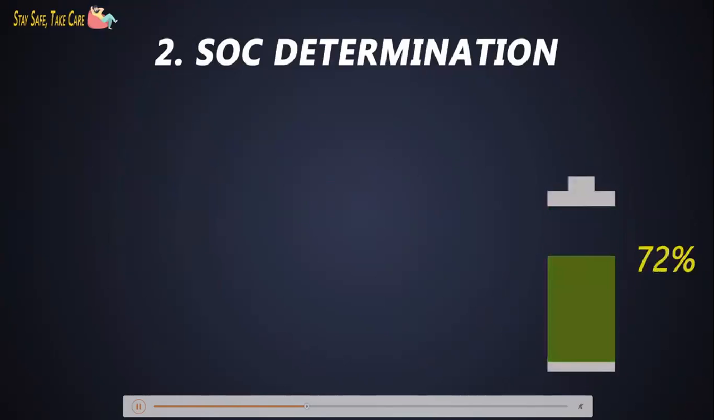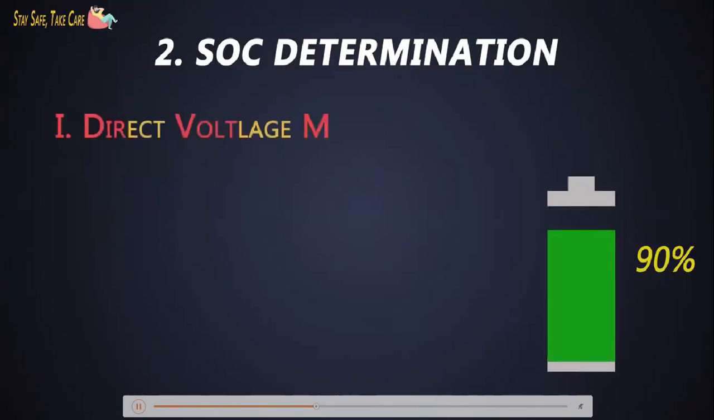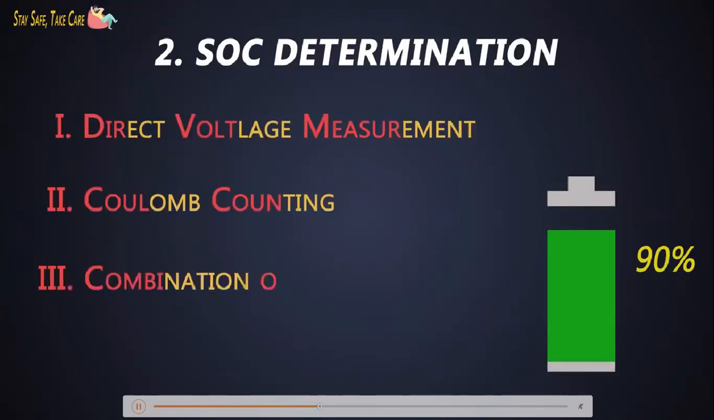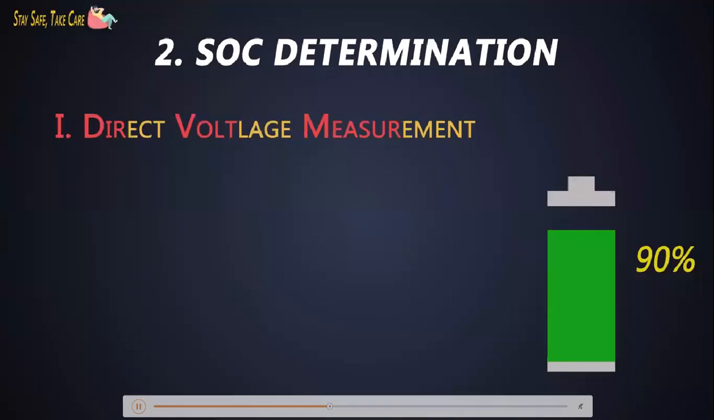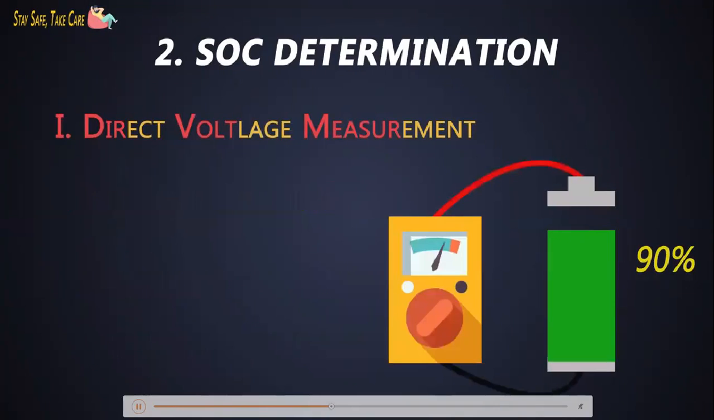With this, the user can know the current capacity of the battery. There are several methods to determine the SOC. The SOC can be determined through two ways, the direct voltage measurement and Coulomb counting, and the third way is the combination of Coulomb counting and voltage measurement. There are different types of SOC determination methods, but we will be focusing mainly on the first two.